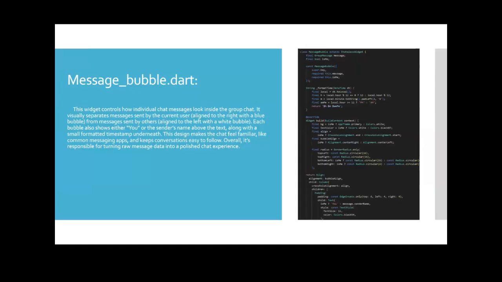So the widget really controls the individual chat messages inside the group chat, and it visually separates the messages by the user. One thing we wanted is that it shows the different colors that you would see on a normal messaging app. So if a message is sent from someone else, it will be gray, and if it's sent by you, it'll be blue. So you know how to differentiate between the two and can obviously tell who sent what. This will also say the sender's name above the text and will show the timestamp of when they sent it. So overall, it is a polished chat experience.